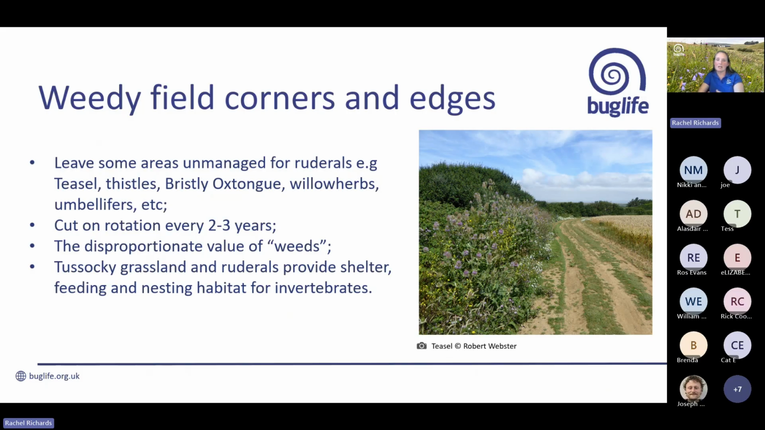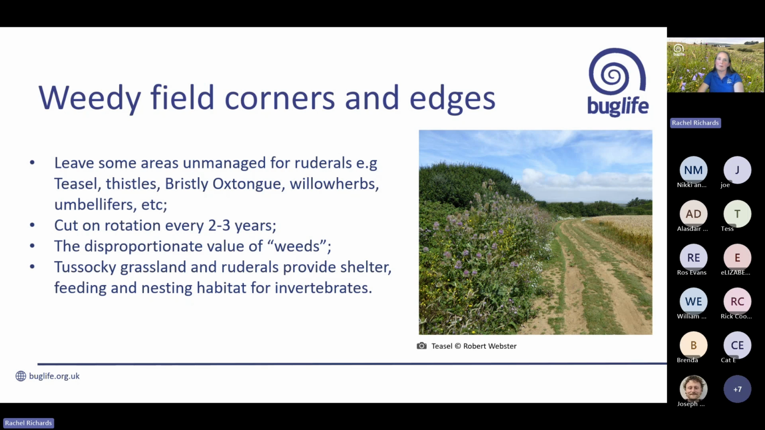But thistles are fantastic, teasels, willow herbs, umbellifers, these plants that people often think of as weeds that are wildflowers, which actually support a huge diversity and abundance of wild pollinators. So you might not want, obviously, your whole field taken over with something like creeping thistle, which can be a real problem. But if you can leave patches in some areas, and if you are controlling them, try to do it without herbicides. So top them before they go to seed, maybe let some flower and top them before they go to seed so they're not spreading too much.